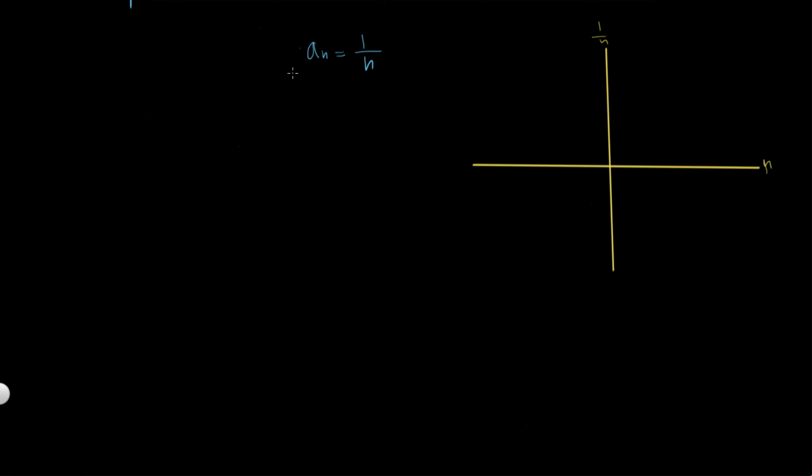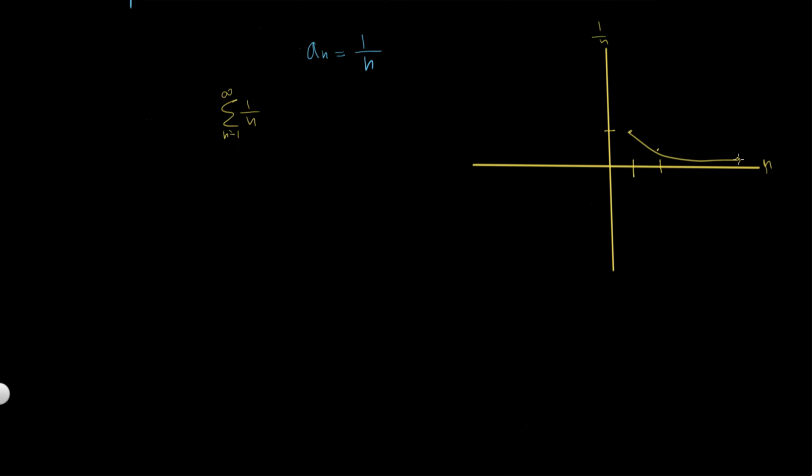So we want to find the infinite summation of a sub n from n equals 1, so from n equals 1 to infinity of 1 over n. So we're going to start at 1 for this function. We know that at 1 it's at 1, and then at 2 it's at 1 over 2, and it just starts decreasing. So let's draw this out, something like that.